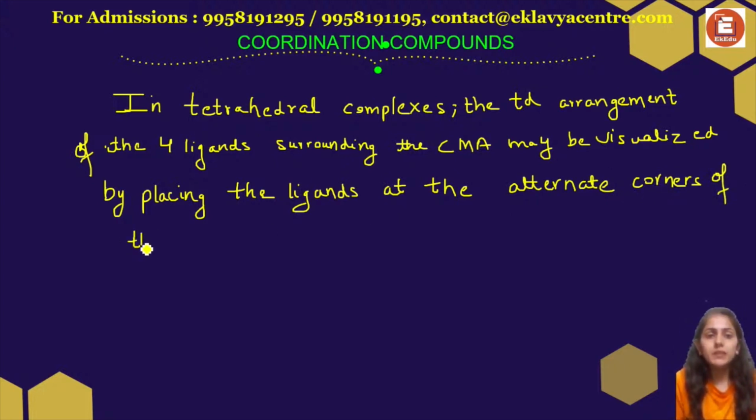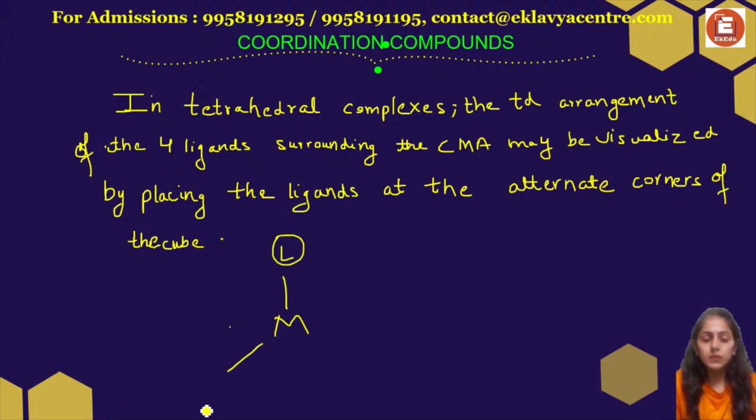In the tetrahedral complexes, the placement of ligands may be visualized by placing the ligands at the alternate corners of the cube. For example, we know the tetrahedral complex looks like this. One ligand is here, one ligand is like this one.